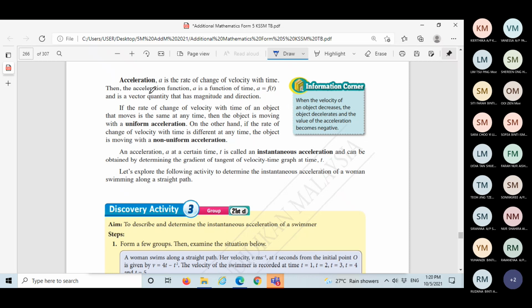Okay, we continue. Acceleration is the rate of change. Again, rate of change. Here the acceleration is denoted by a. So a is the rate of change of velocity, dv over dt. This is acceleration. Same thing: because velocity is a vector quantity, therefore acceleration also is a vector quantity.